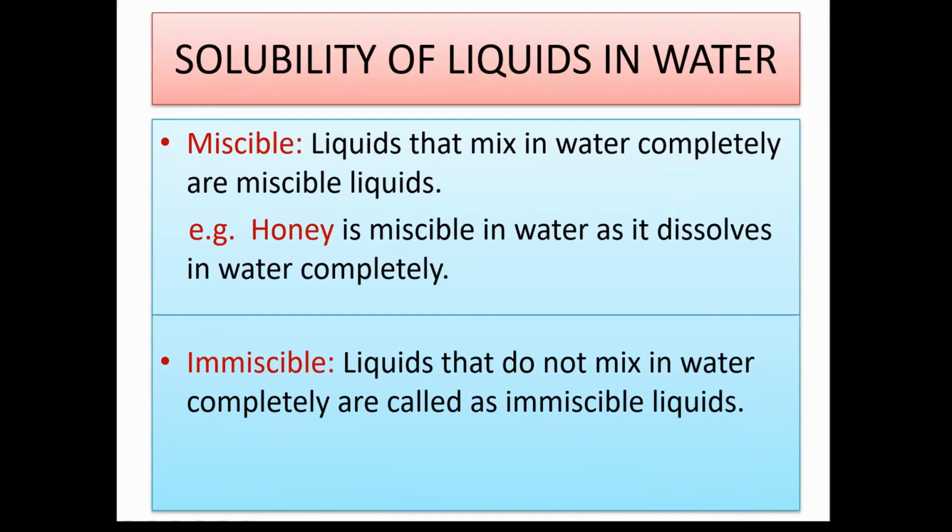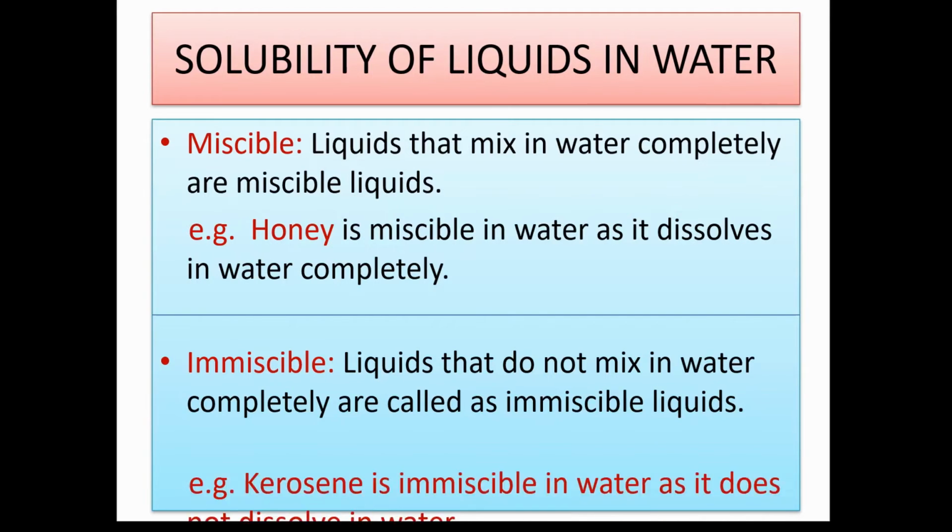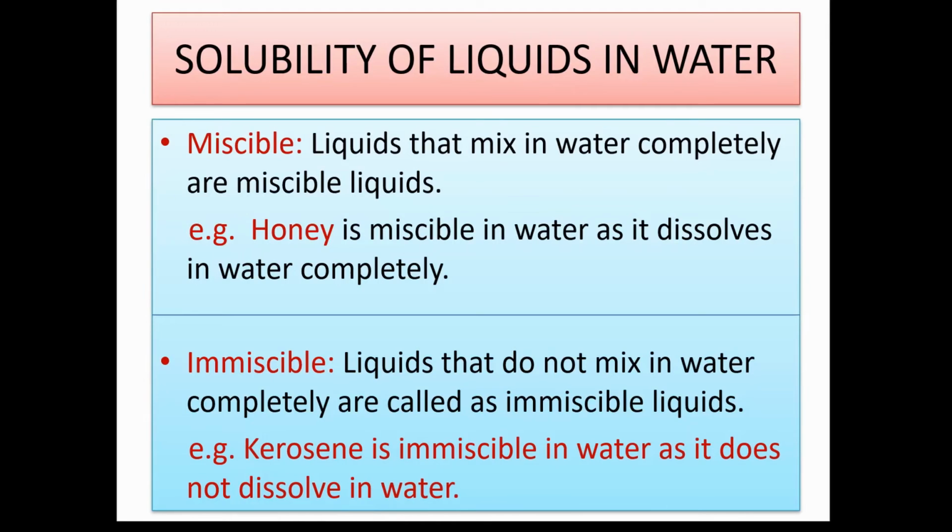Similarly, the opposite, immiscible. Liquids that do not mix in water completely are called immiscible liquids. Can you give an example? Any type of oil or kerosene is immiscible in water. Again, you need to remember that kerosene and water both are liquids, hence we use the term immiscible. I hope solubility of solids as well as solubility of liquids is absolutely clear.